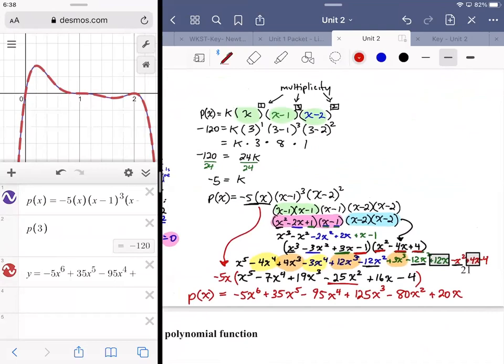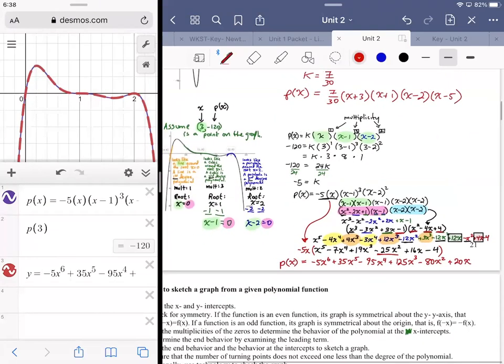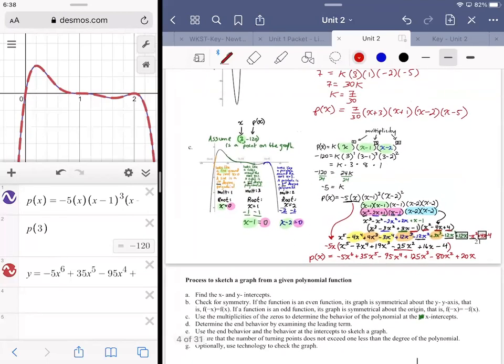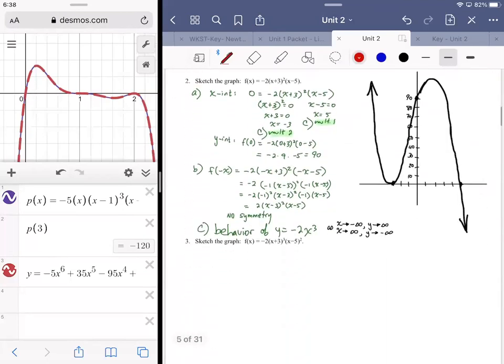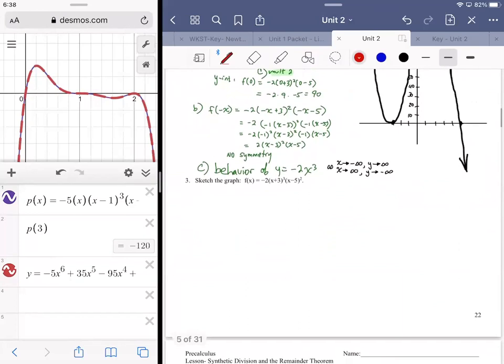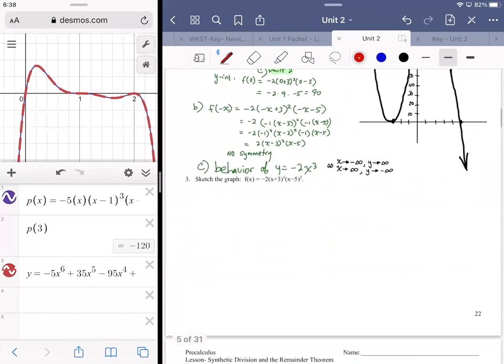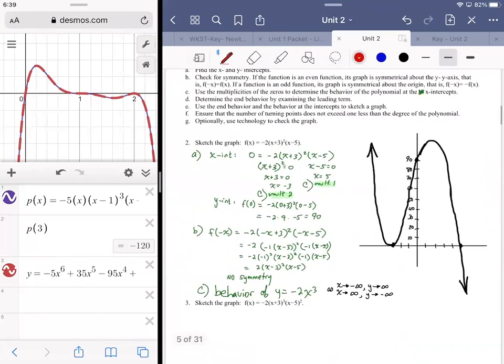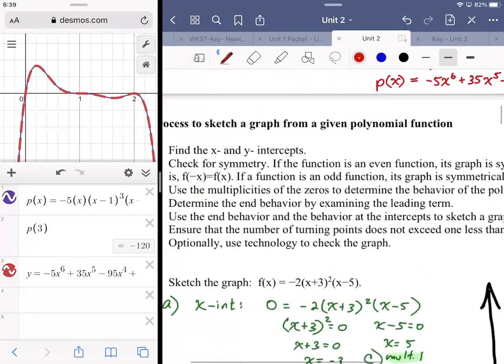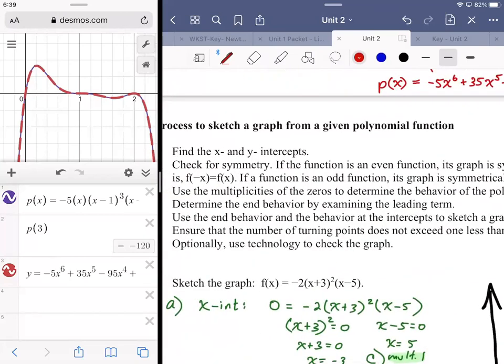It takes a little while to do, but that's part of the fun, right? So I wanted to hop down and tackle number 3 on page 22, just going through the process that talks about finding intercepts, symmetry, multiplicities, behavior, and all that good stuff.